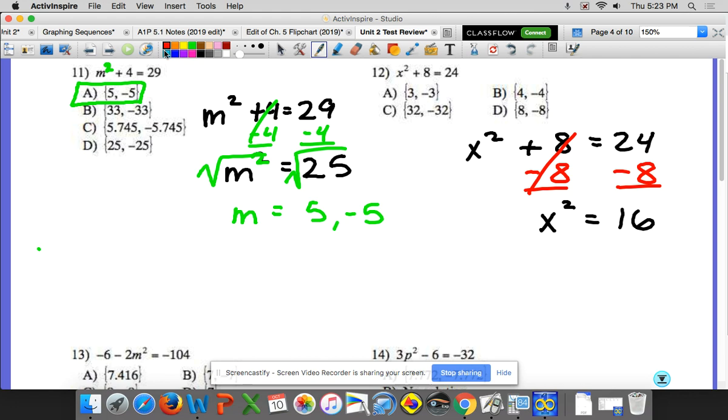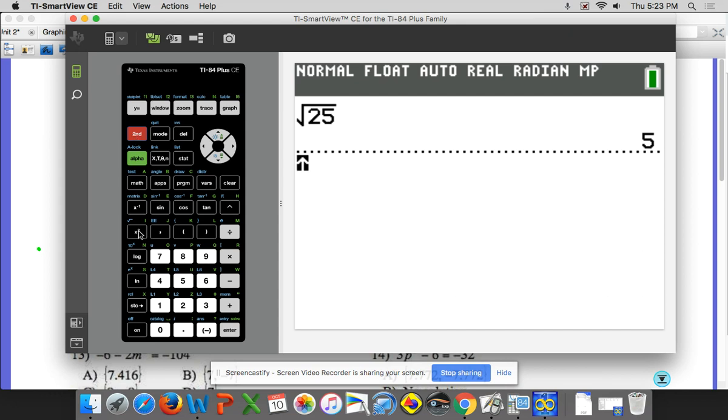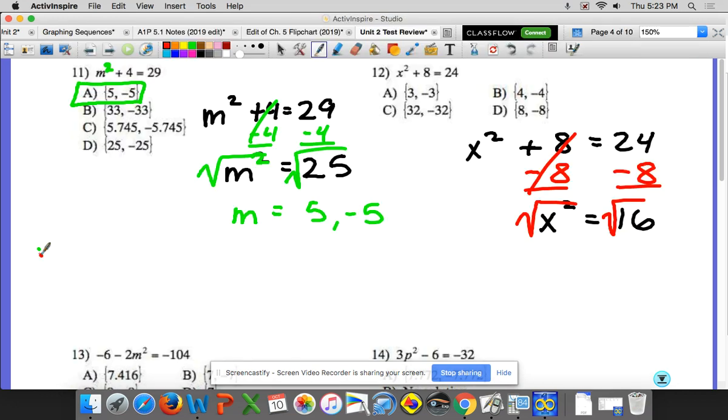Now, once again, in order to get x truly by itself, we've got to get rid of that square, and we do that by taking the square root. So we go to our calculator, second, x squared, 16, enter, and we get 4. But we don't only get 4, we get 4 and negative 4, which is going to be choice B.